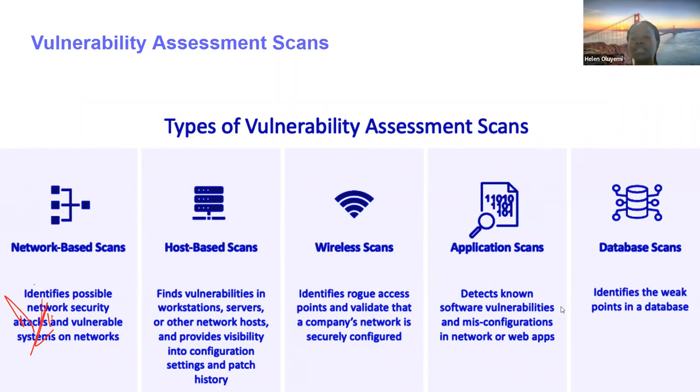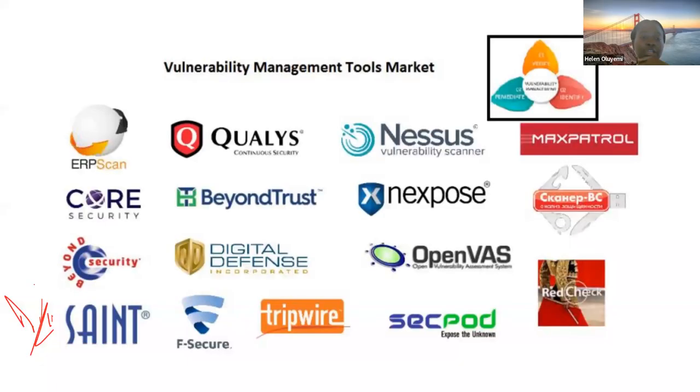So that's wireless scan. Application scan is detecting vulnerabilities in applications, like web applications, your online banking application. There are some scanning tools that are basically for web application scan, or scanning tools that can do a lot of things. I will definitely show you. And scanning tools also do database scans, majorly on your database, to find the weak points on the database. I will definitely show you that.